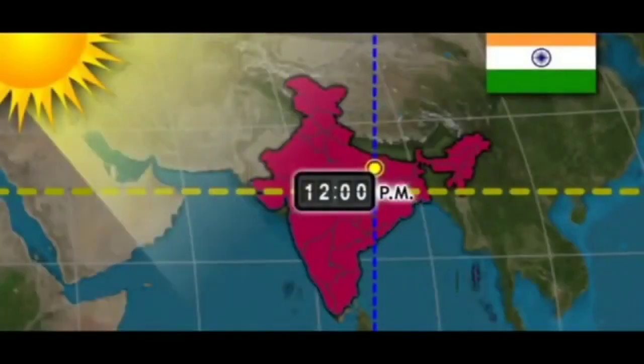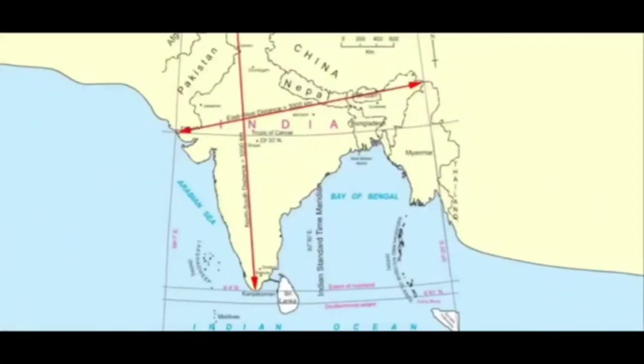When the sun is directly overhead on this longitude, then it is assumed that it is 12 noon everywhere in India. When the sun is directly overhead, exactly sun जब सर के ऊपर रहेगा यहाँ पर इस जगह पे, then it is 12 o'clock there, और वही टाइम पूरे इंडिया को फॉलो करना है. That is the standard time of India.